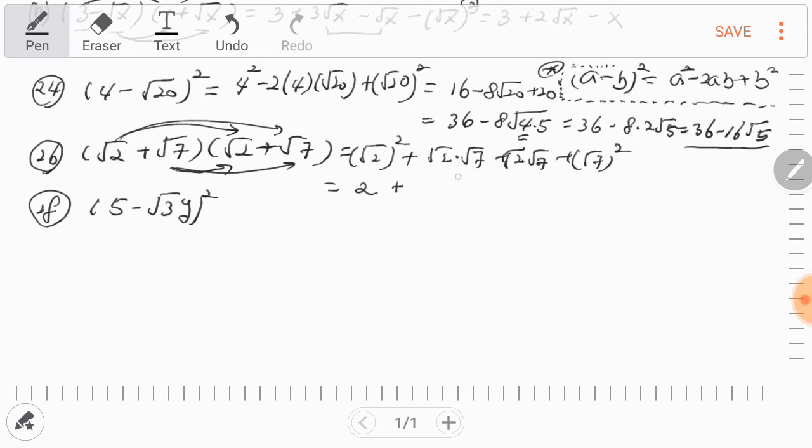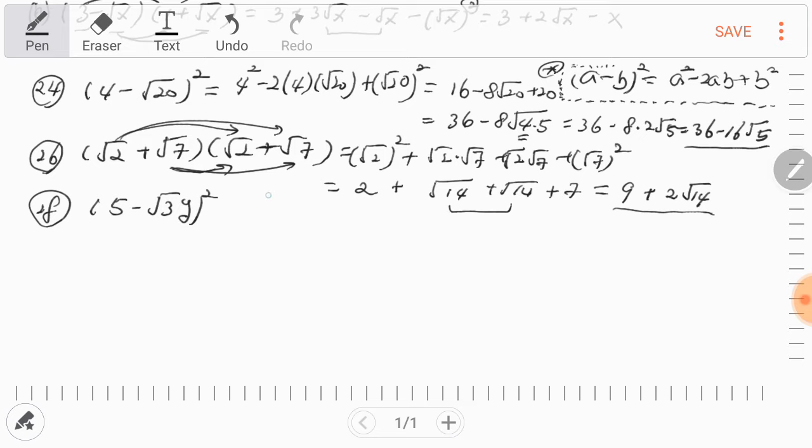Then this is equal to 2 plus, square root of 2 times square root of 7 is square root of 14, and this is square root of 14, plus 7. So finally, 2 plus 7 is 9, plus these two are like radicals. There are two of them, so 2 times square root of 14. Okay, let's do the next one.